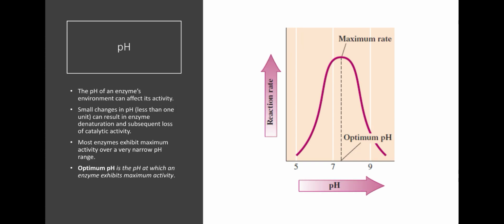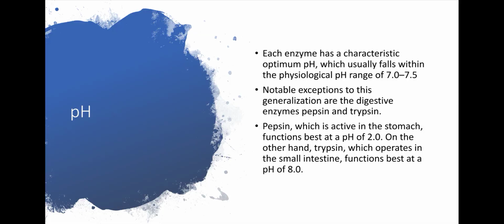The next factor is pH. Small changes in pH can result in enzyme denaturation and subsequent loss of catalytic action. Most enzymes exhibit maximum activity over a very narrow pH range. So just like the temperature, optimum pH must also be met. Each enzyme has a characteristic optimum pH, which usually falls within the physiologic pH range of 7.0 to 7.5.